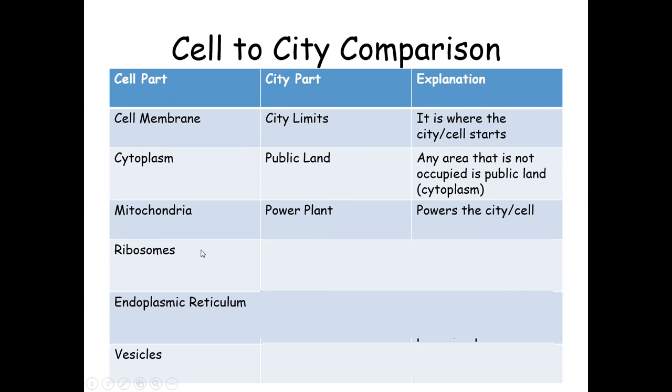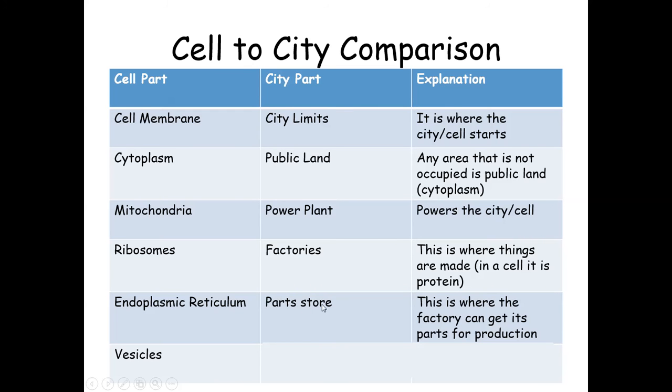The ribosomes, they're the workers, right? So we're going to represent that by factories, and it's where we make stuff, so we'll just call them factories. Endoplasmic reticulum, well, they supply parts to the ribosomes, right? So let's say you're working in a factory, where would you go to get it? Well, in our example, we're going to call it Home Depot, right? Because you go to Home Depot to buy parts for building things.